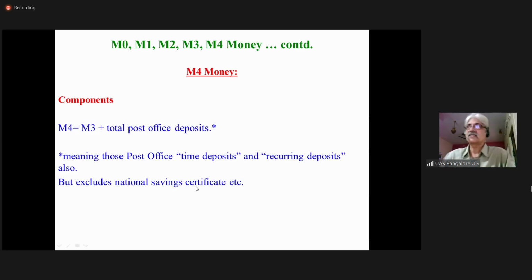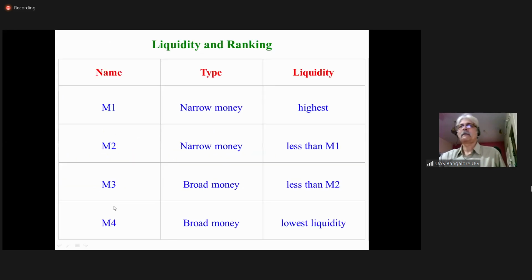If you purchase 1000 rupees worth of national savings certificate, in 5 years it used to become 2000 rupees. But now everywhere the interest rates have been slashed, interest rates have been reduced. National savings certificates, yes, people still invest in that, but it is not included in your M4 money.